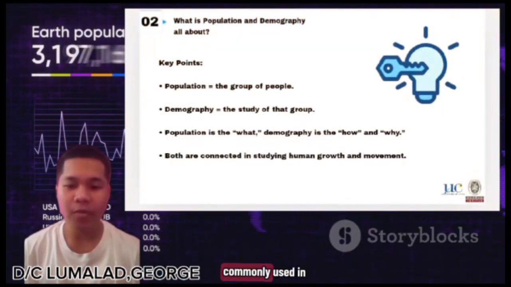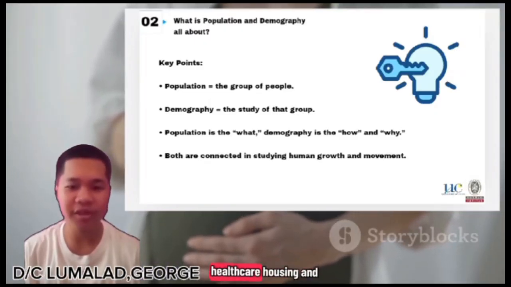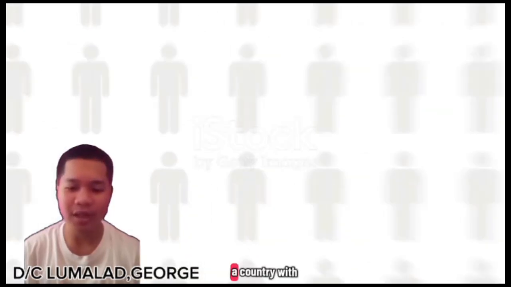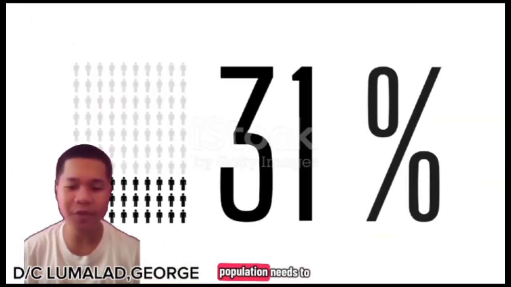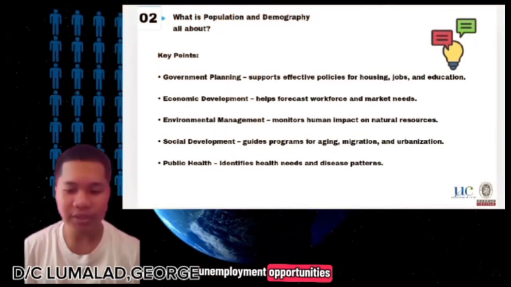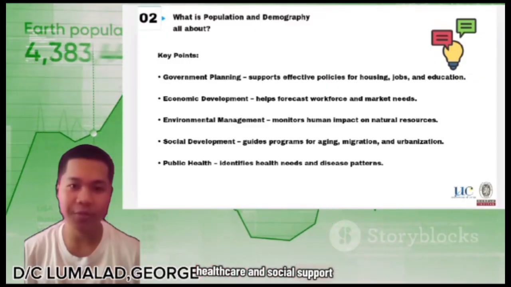Population data are commonly used in planning public services such as education, healthcare, housing, and transportation. For example, a country with a growing youth population needs to invest more in schools and employment opportunities, while an aging population requires more healthcare and social support.